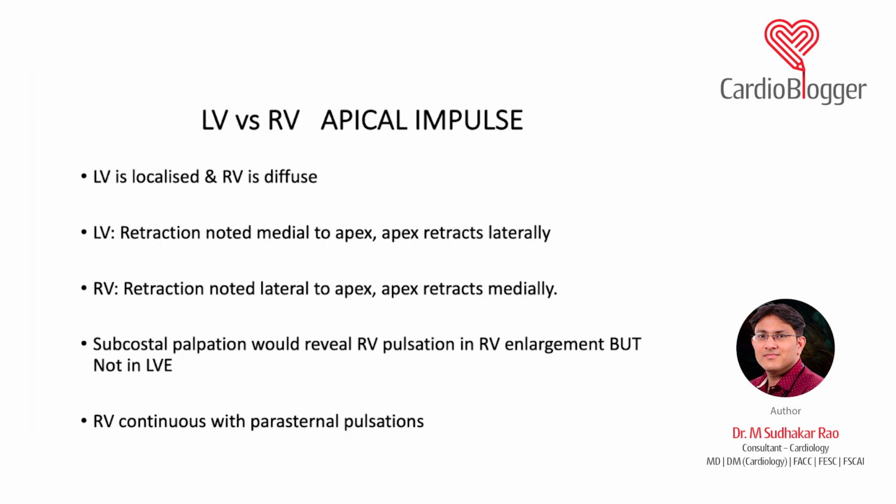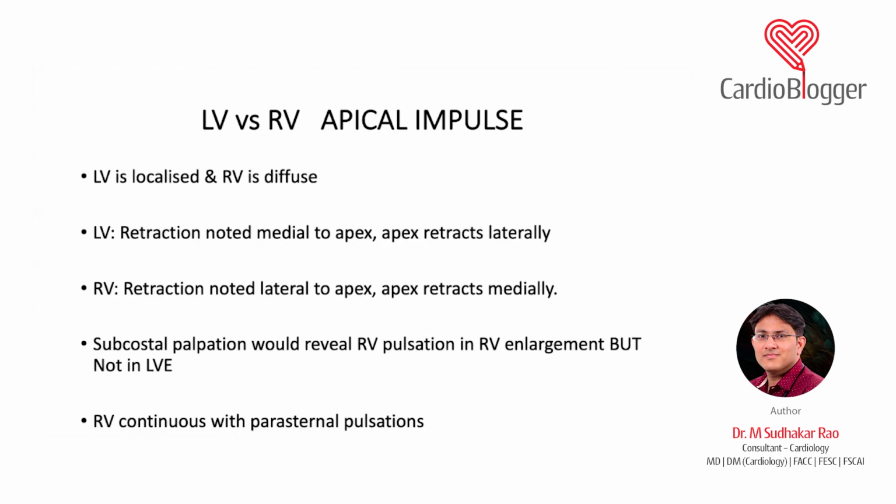However, if you are finding an apex which is shifted down and out, like in the sixth intercostal space and outside the mid clavicular line, it is an LV type of apex. However, an RV apex is a diffuse apex. You may not be able to feel its heaving or hyperdynamic property. However, it will be diffuse. So an RV apex is always diffuse, whereas the LV apex is localized.